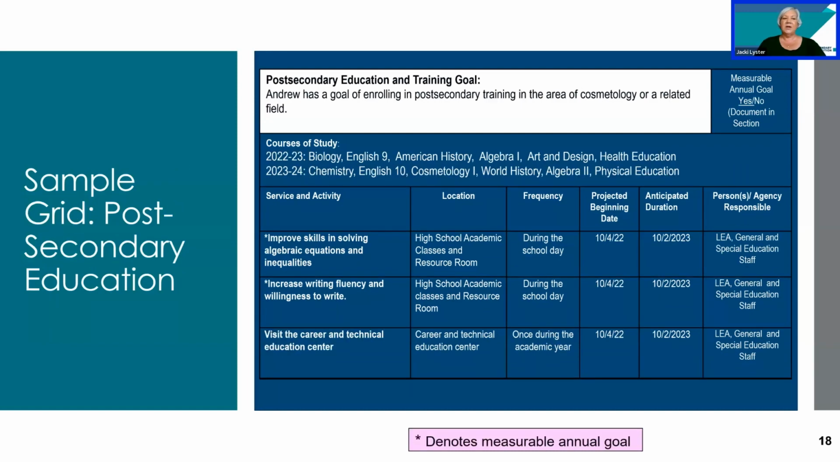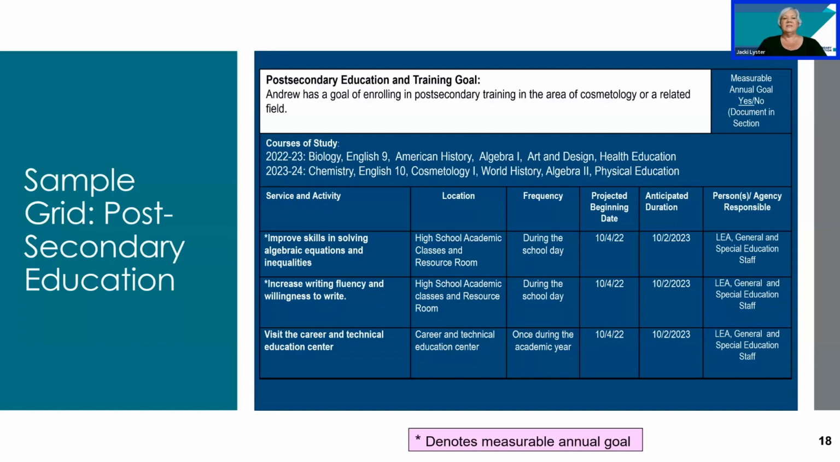So here's a sample of what a grid might look like for Andrew, who has a goal of enrolling in post-secondary education and training in the area of cosmetology or a related field. Note the courses of study, as this IEP will span more than one school year. So courses are listed in the 22-23 and 23-24 school year.